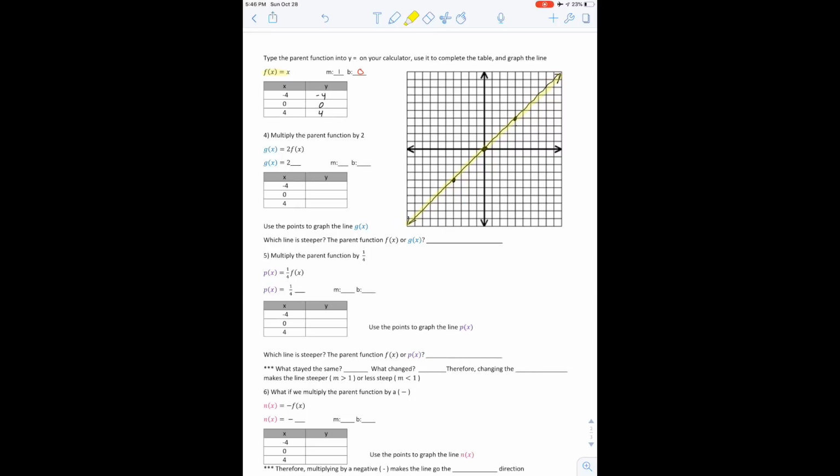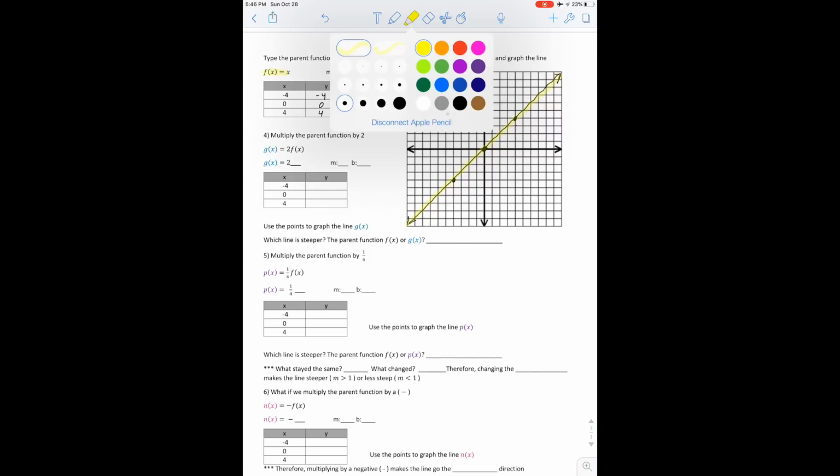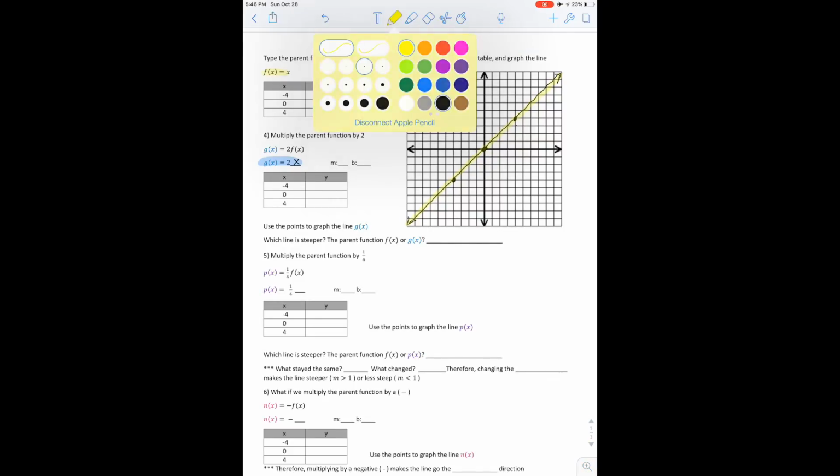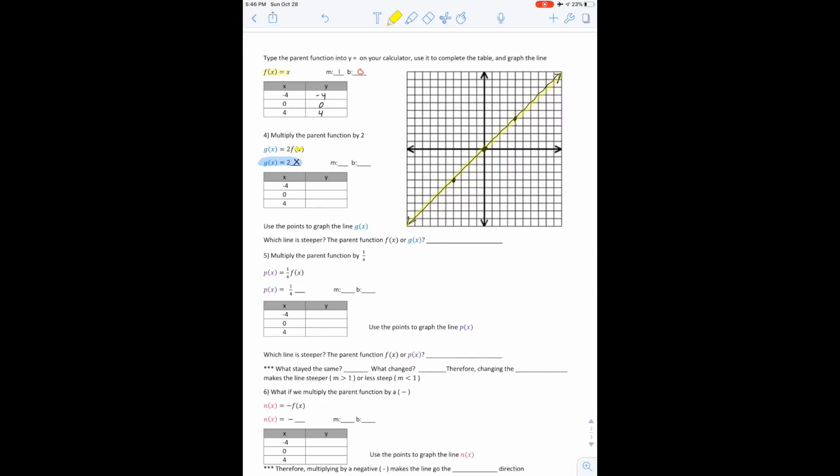So now the changes that we're going to make is we're going to be multiplying instead of adding or subtracting. So this first change, we're going to multiply the parent function by 2. So I'm going to use blue. We're going to multiply the parent function by 2. So remember, f of x right here, we can replace that with x, because our parent function says that f of x equals x. So we're just taking f of x out and putting x in its place.